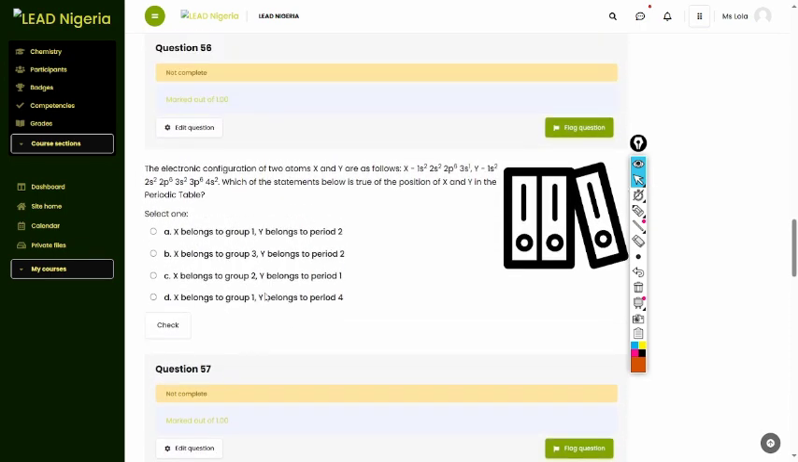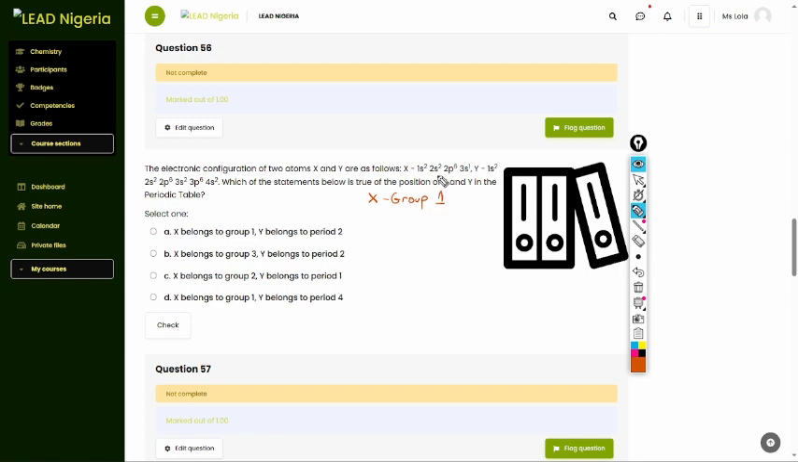The electronic configuration of 2 atoms X and Y are as follows. So this is X and this is Y. Which of the statements below is true of the position of X and Y? So let's find out what the group and period of X and Y is, and then we check the options for which is correct. Starting with X, we can tell the group of X by looking at the total number of electrons it has in its outermost shell, or the highest shell. The highest shell here is shell 3, and the electron in shell 3 is 1. So X belongs to group 1.